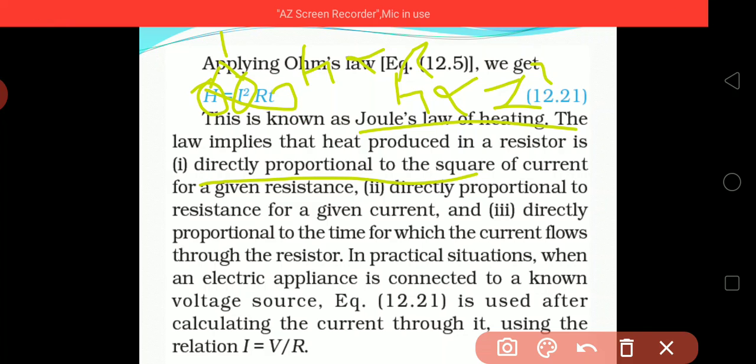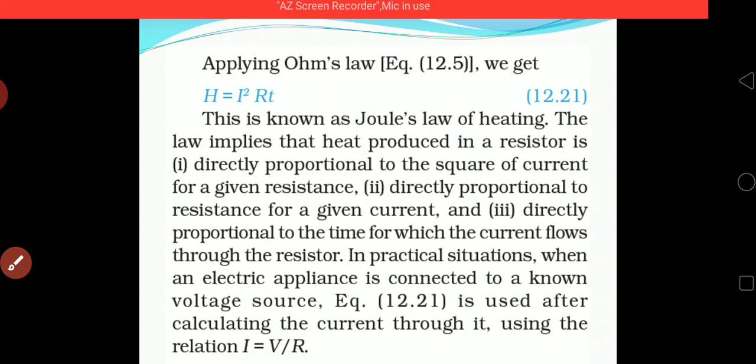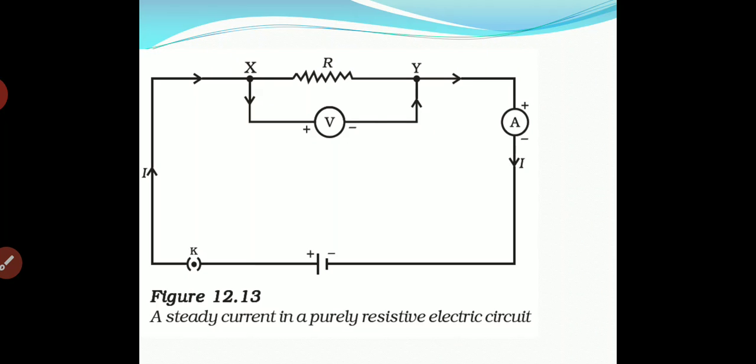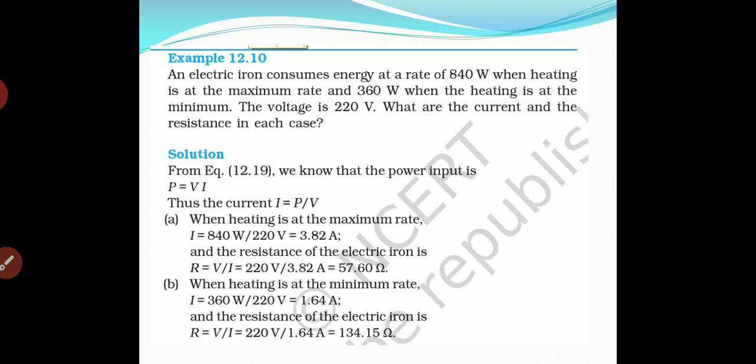In a practical situation, when an electric appliance is connected to a known voltage source, it is used after calculating the current through it using the relation V is equal to IR or I is equal to V upon R, which is our Ohm's law. So this is a steady current in a purely resistive electric circuit. Here you can see the resistance is connected, current is flowing, the voltmeter is connected, and here the battery and ammeter are there.